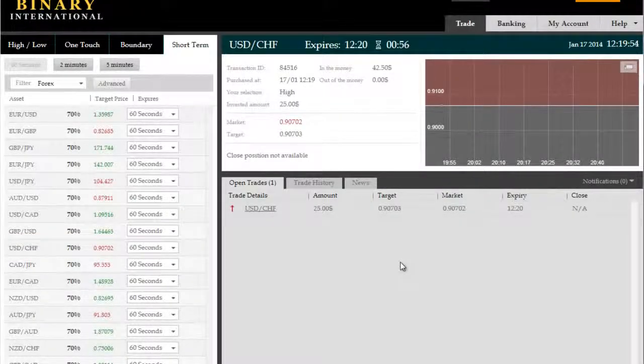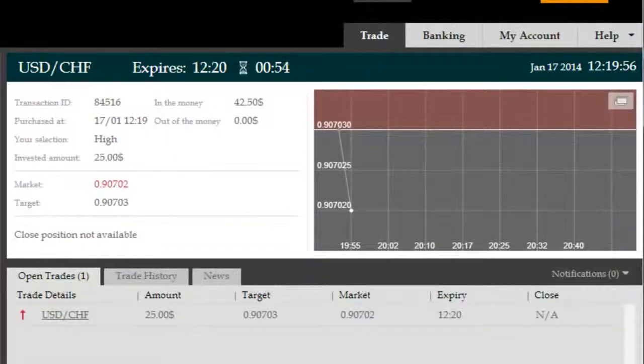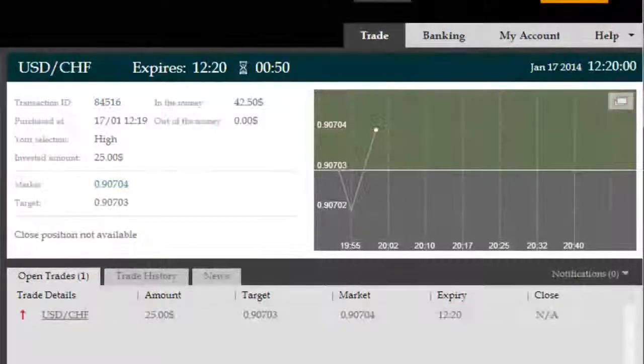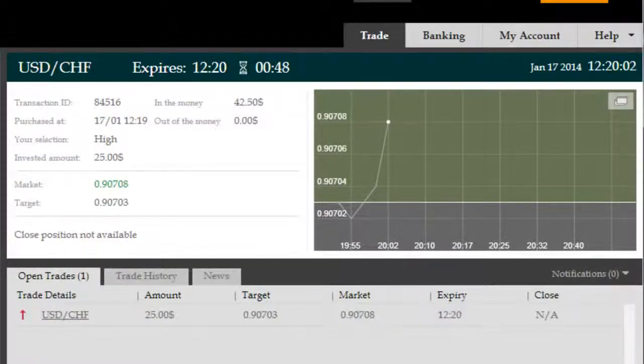I'm going to wait for it to expire. Currently, we have 55 seconds remaining. When you're trading 60-second binary options, I would highly advise that you stay away from watching the chart because it can be very misleading. Now, the price is escalating in our favor. It may just turn away.